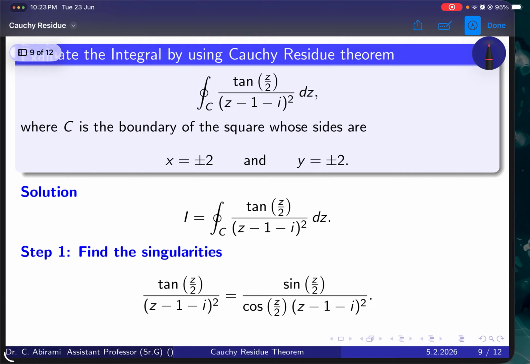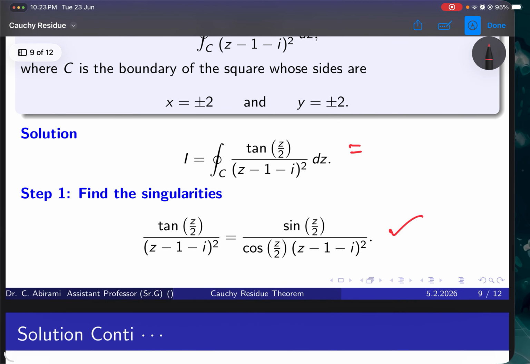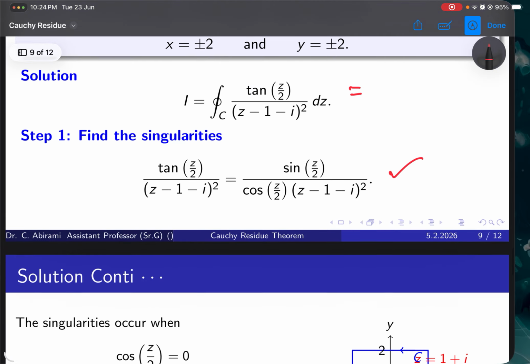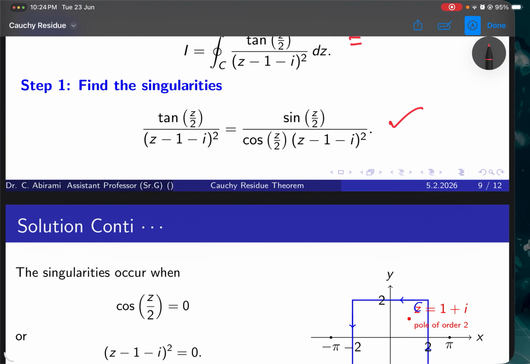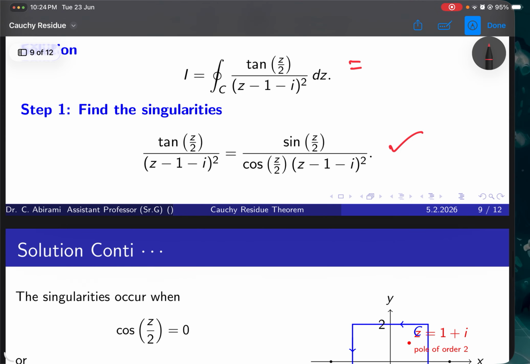So here I can consider the given integral as I, integral over C of tan(z/2). So tan(z/2) can be written as sine by cos. So here I can express sin(z/2) divided by cos(z/2), times (z - 1 - i) the whole squared. So first we are going to find out the singular points of the function f(z). This is your f(z).